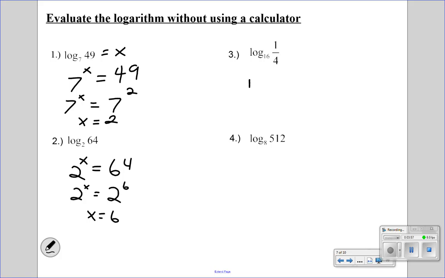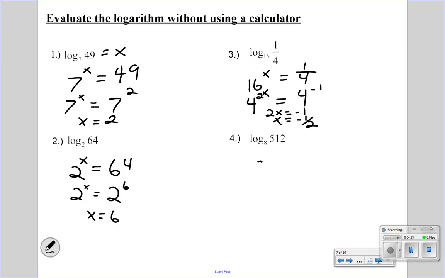Over here, our base is 16, our exponent is x, and it equals 1/4. We can rewrite both of these in terms of 4. So 16 is just 4 squared, right? So we have 4 squared to the x, which is just 4 to the 2x, equals, and then 1/4 is simply 4 to the -1. So we know that 2x has to equal -1, which means x equals -1/2.